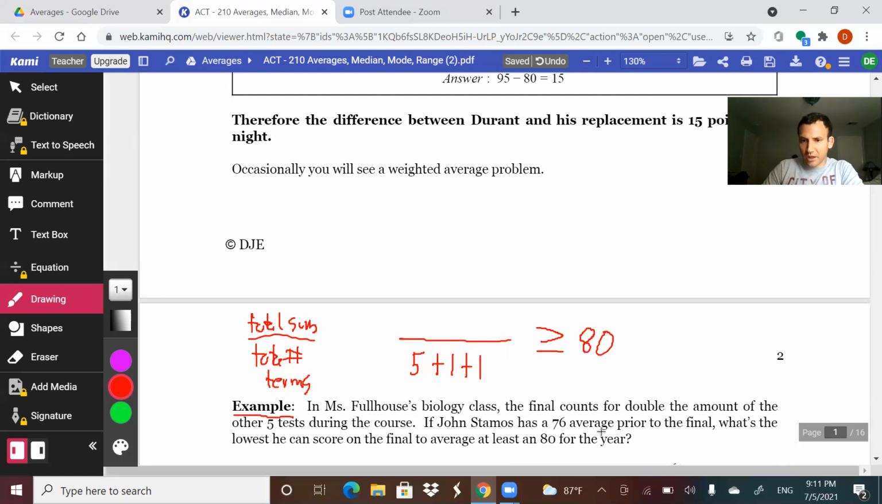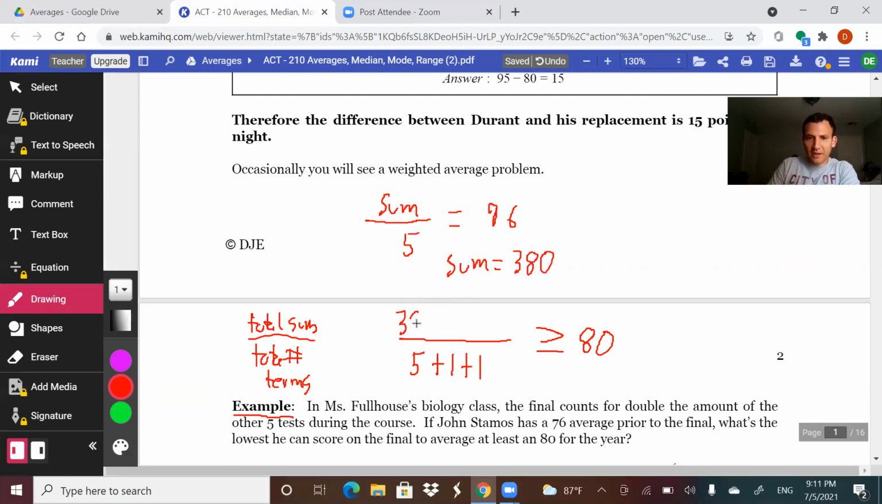Okay. Then he has a 76 prior to the final. So we can figure out the sum of the first 5 tests. His average is 76. We're just filling in what we know, and 5 tests. So 5 times 76, 380. So the sum of John Stamos' first 5 tests is 380.